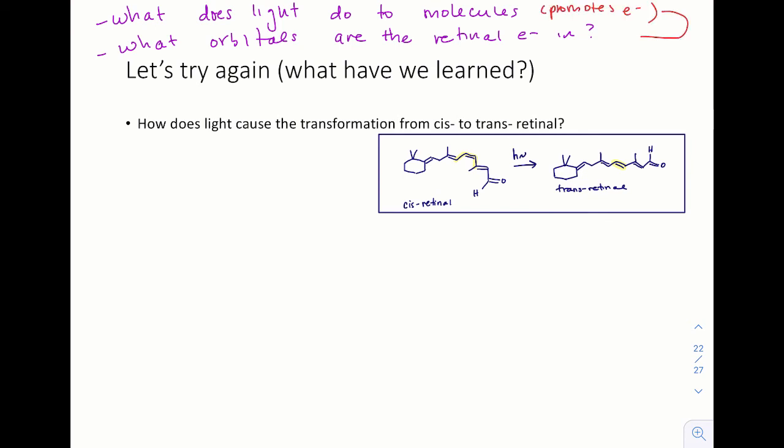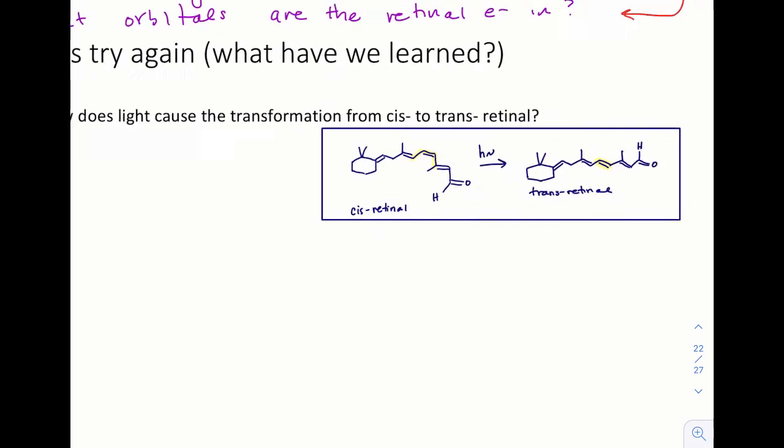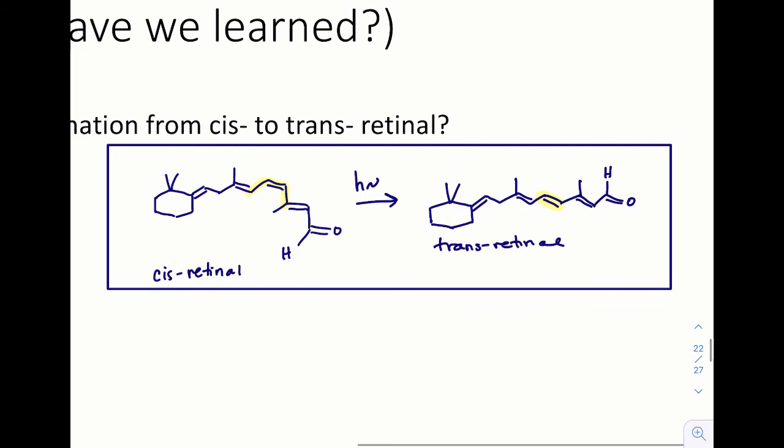Follow up: what orbitals are the electrons in retinal in? Now, you might say, okay, do I need to draw a complete molecular orbital diagram for retinal? You could if we were maybe in physical chemistry, or if we were in graduate school, maybe we would draw a full molecular orbital diagram for retinal. But we don't need to do that.